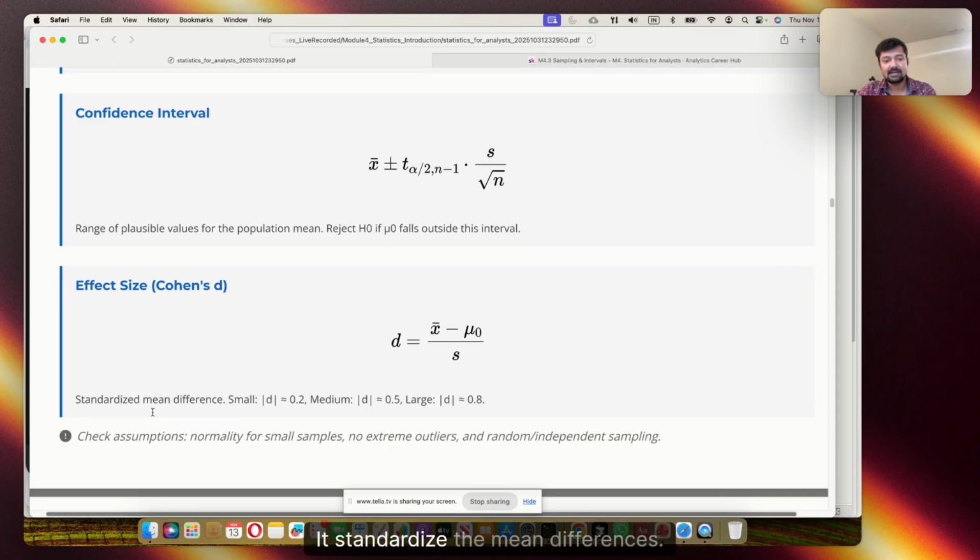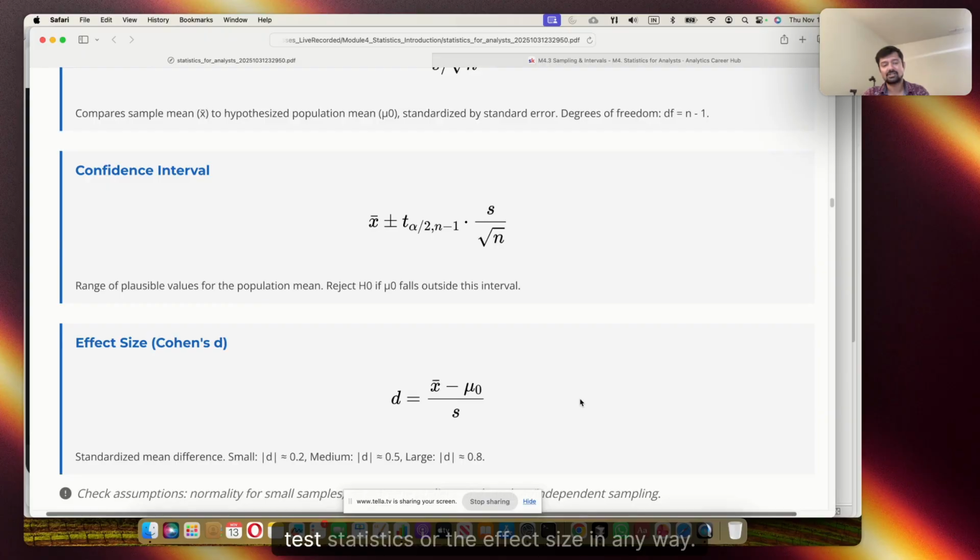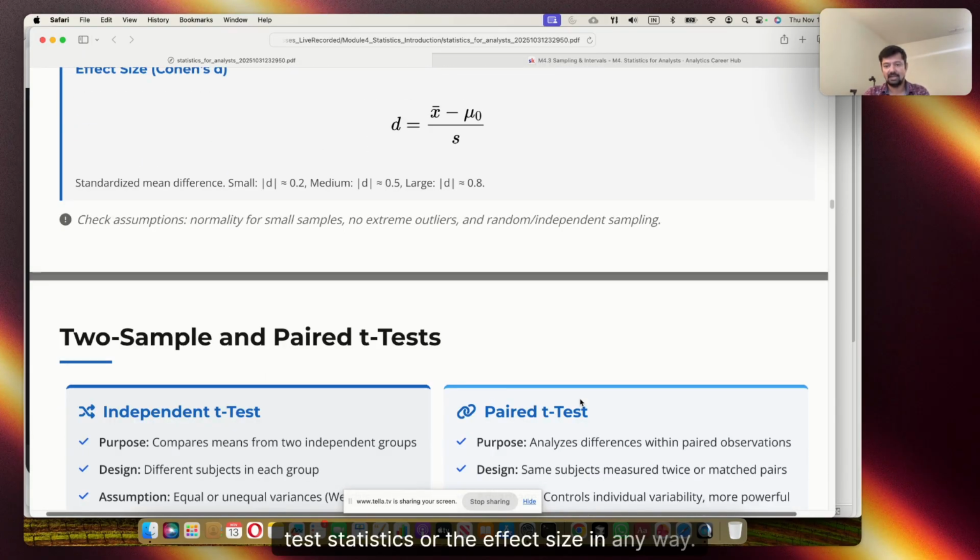Effect size standardizes the mean differences. There is a small effect size, a medium effect size, and a large effect size. A larger effect size means you have strong certainty in the data that you are reporting. So if the effect size is higher, you can rely more on the statistical results that you are reporting. Always check the assumptions: normality for small samples, no extreme outliers, random and independent sampling, if they are affecting the confidence interval, test statistics, or the effect size in any way.